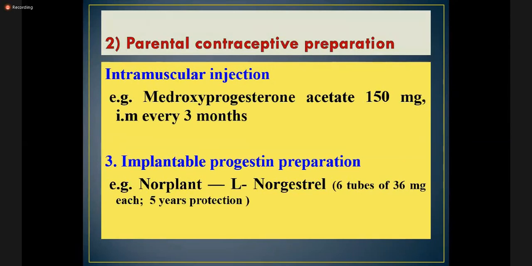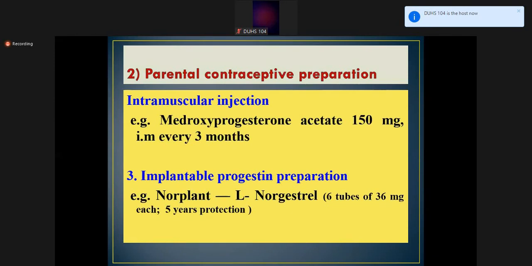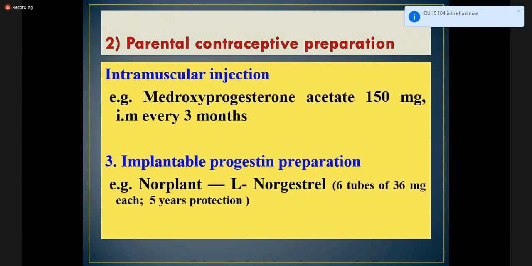Parenteral contraceptive preparation: intramuscular injection, medroxyprogesterone acetate 150 milligram intramuscularly, and it will avoid conception for every 3 months, right? So if a female is reluctant to take continuous use of pills, she can use this medroxyprogesterone acetate intramuscularly, because this preparation will avoid pregnancy or conception for about 3 months.